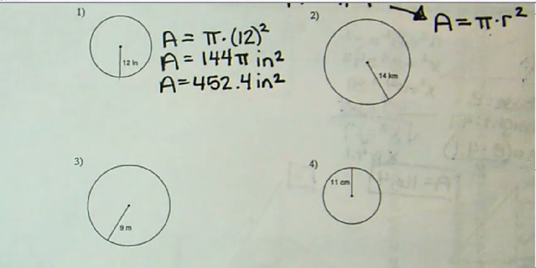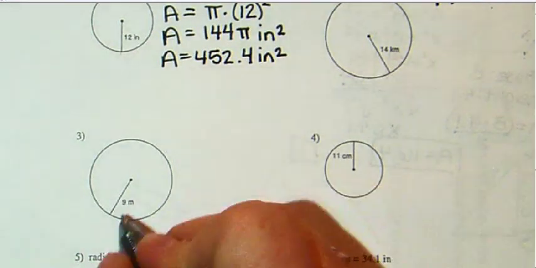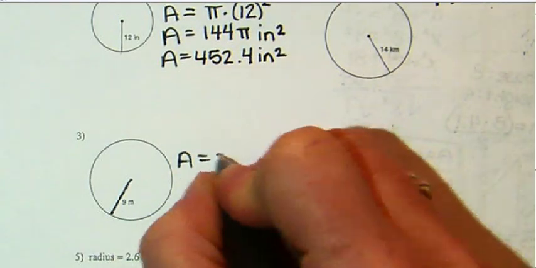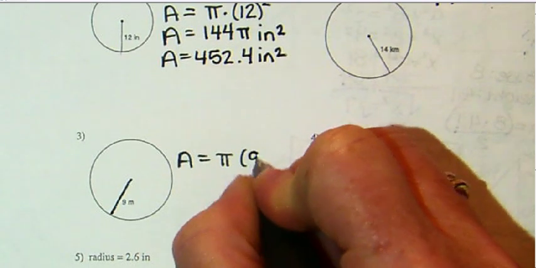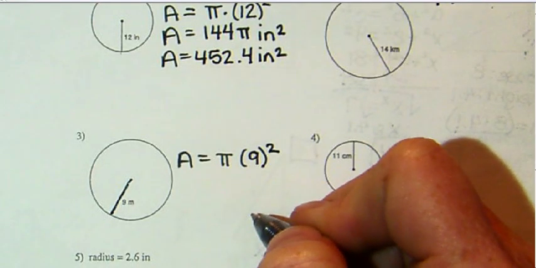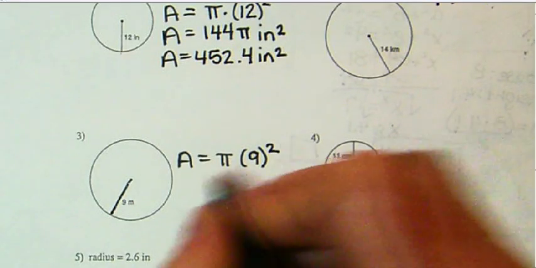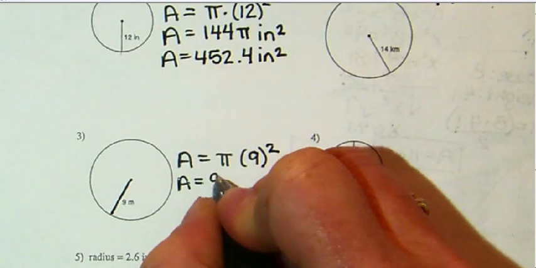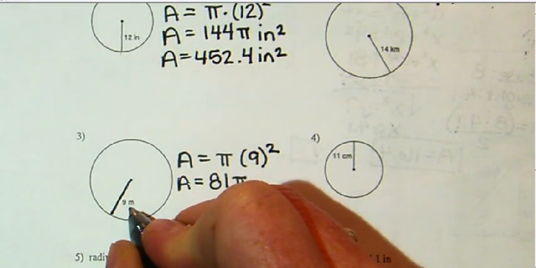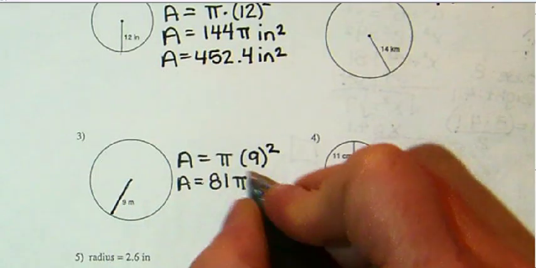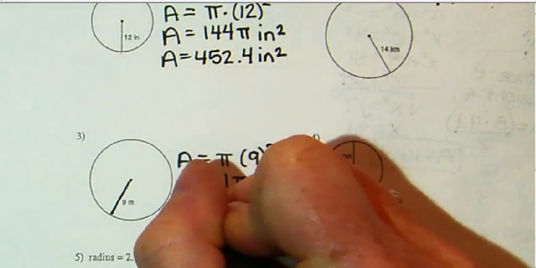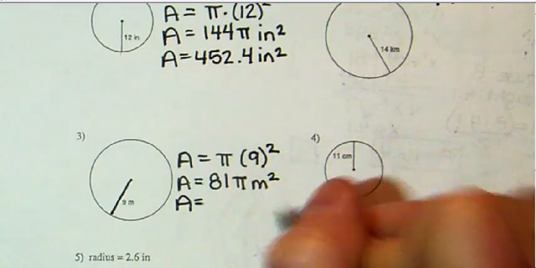Let's do one more. We're going to look at number 3. Number 3, our radius is 9 meters. So my area equals pi times my radius, which is 9, squared. Now, I know 9 squared is 81, or I could put it in my calculator. But leaving this in terms of pi, my answer would be 81 pi. And then recall the area, your units are squared, so this would be meters squared.